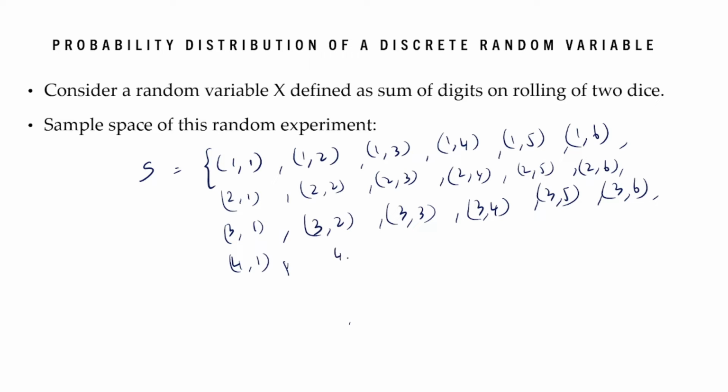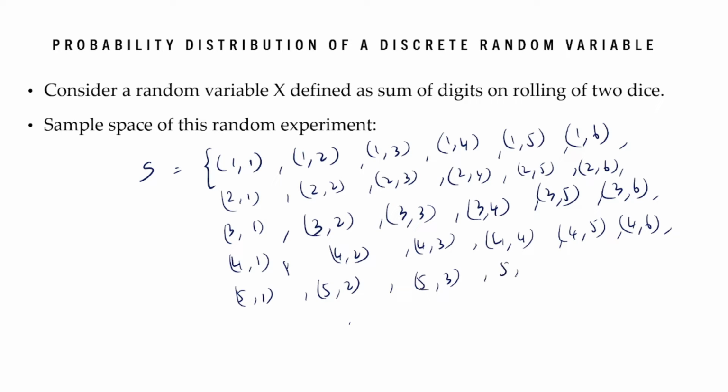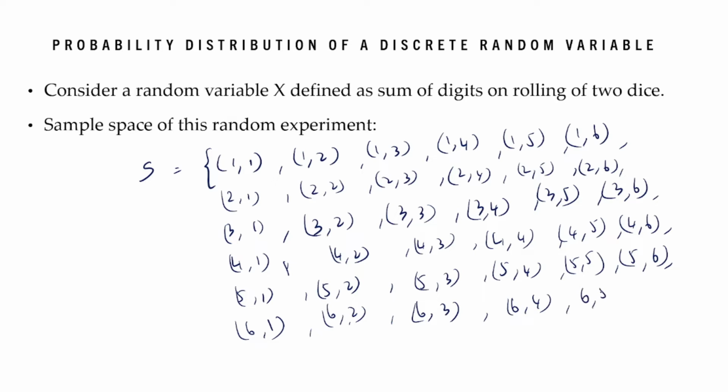(4,1), (4,2), (4,3), (4,4), (4,5), (4,6), then (5,1), (5,2), (5,3), (5,4), (5,5), (5,6) and (6,1), (6,2), (6,3), (6,4), (6,5) and finally (6,6). So this is the sample space of this experiment, rolling of 2 dice.